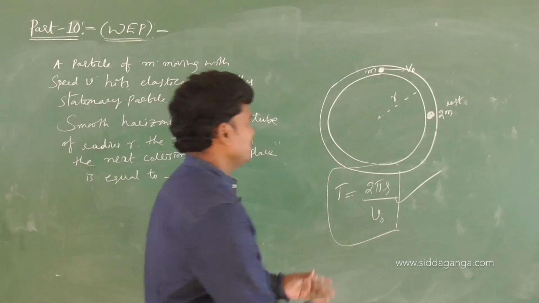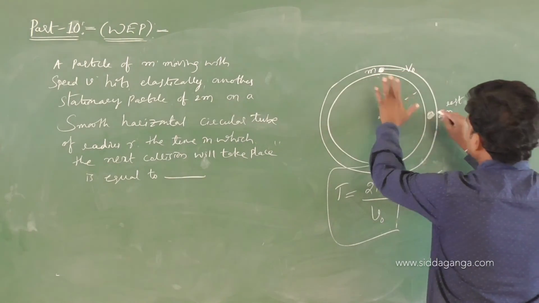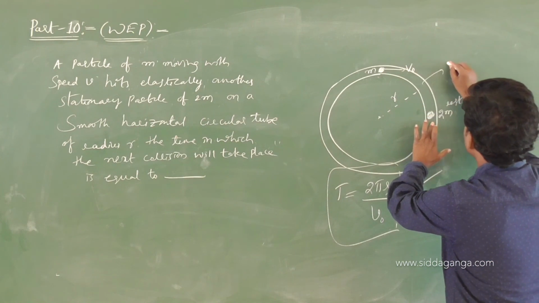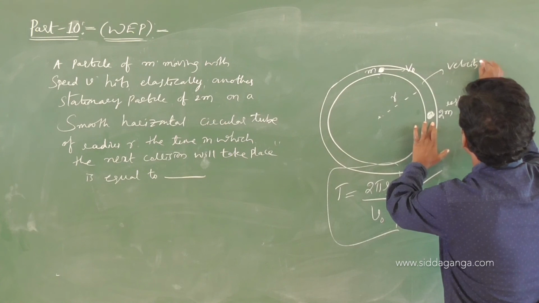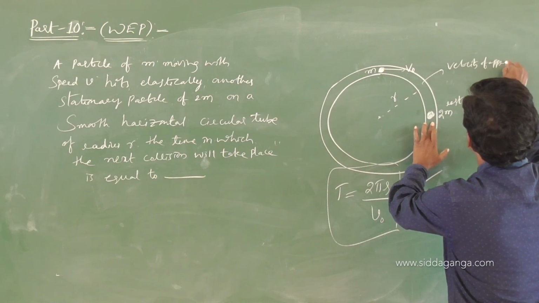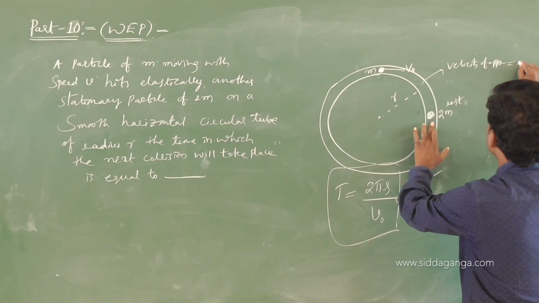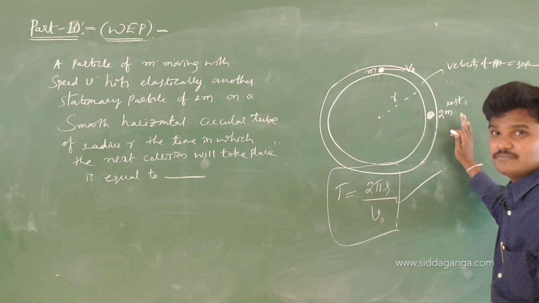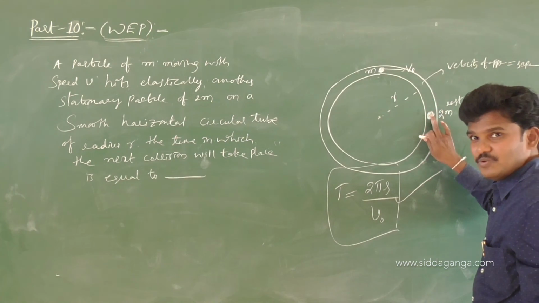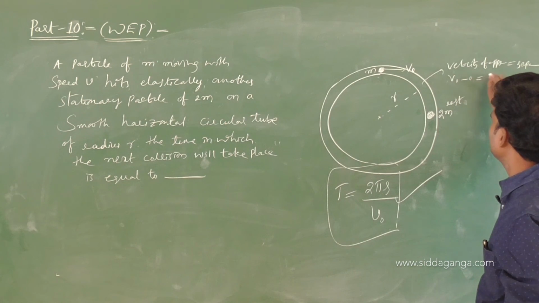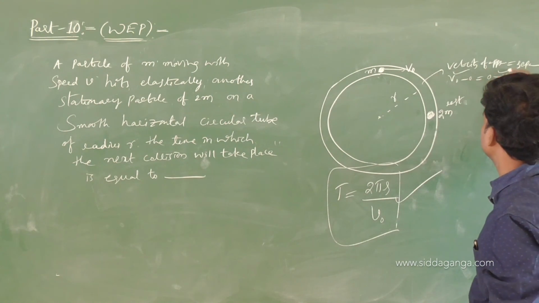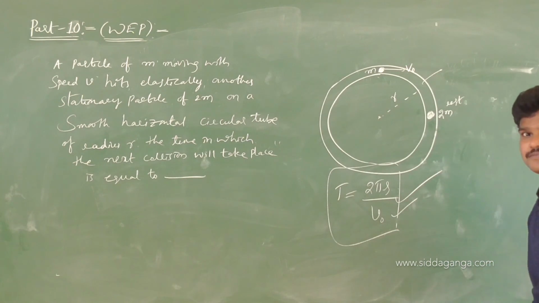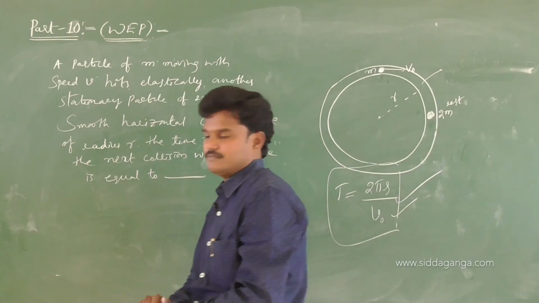Why? Because very simple. Before the collision, this is at rest. Velocity of approach, how much? We know velocity of approach is equal to velocity of separation. One is m, other one is 2m. V naught minus 0, and 0 minus v naught. So these two velocities are same, that's why 2 pi r by v naught. Okay, 2 pi r by v naught.